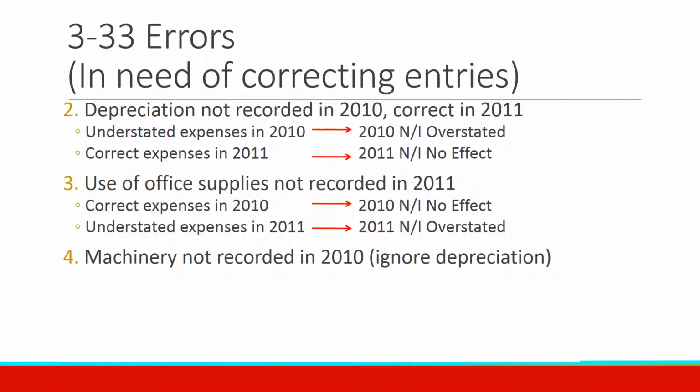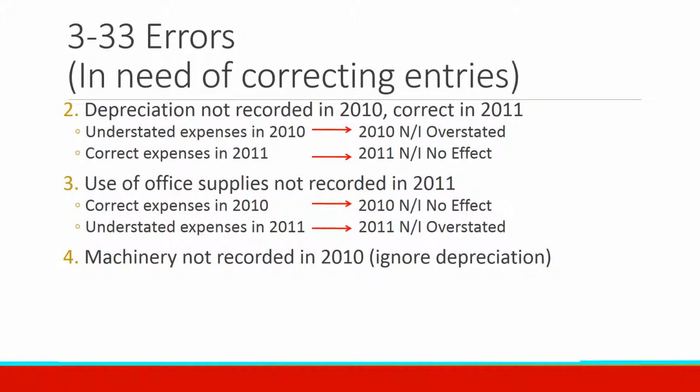In number 4, what it tells us is machinery was not recorded in 2010, but we're supposed to ignore the depreciation aspect. So machinery is missing as an asset on our balance sheet, and the associated depreciation presumably would also be missing, but it didn't ask us to comment on that. So it's trying to see if you understand the relationship between the income statement and the balance sheet.